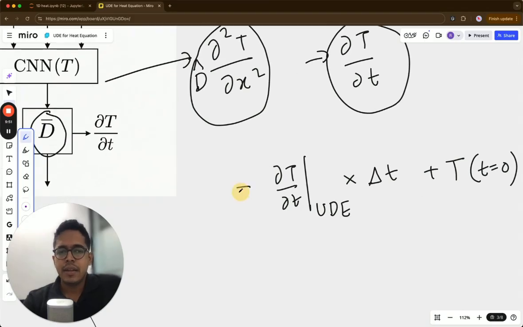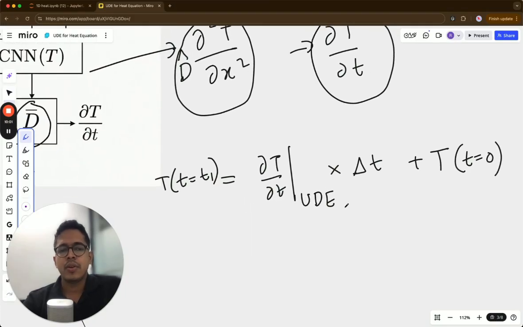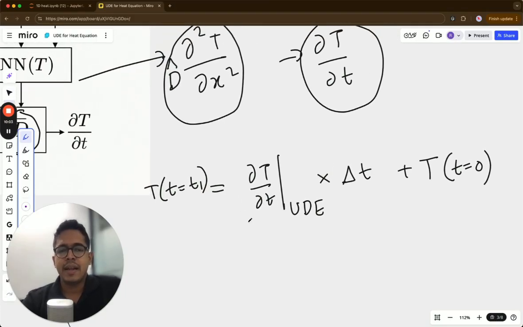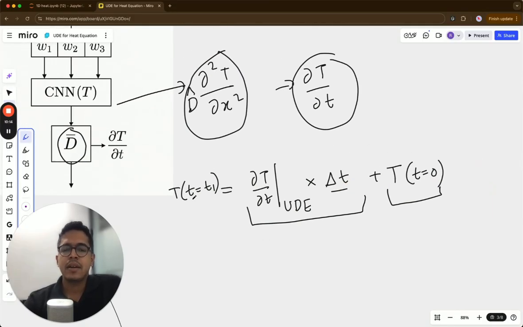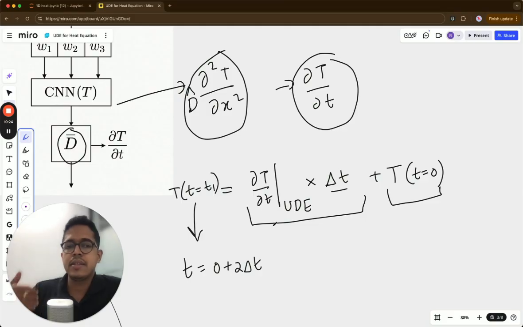This is the new temperature at time t equal to t plus delta t, or t1, at whatever x you are looking at, right? So you can numerically integrate, and you can do this multiple times. So T at t plus delta t is T at t equal to 0 plus ∂T/∂t predicted multiplied by delta t. If you do this once more, you get the temperature at time t equal to 0 plus 2 delta t. If you do this once more, you will get it at 3 delta t. This is called Euler's integration.